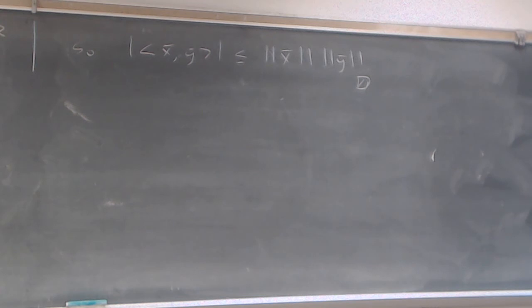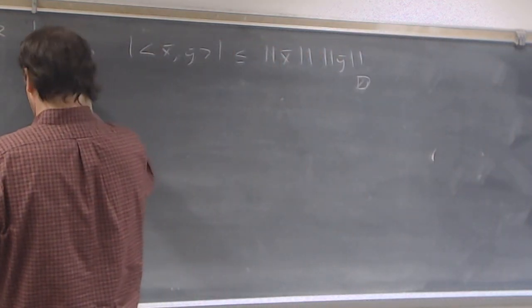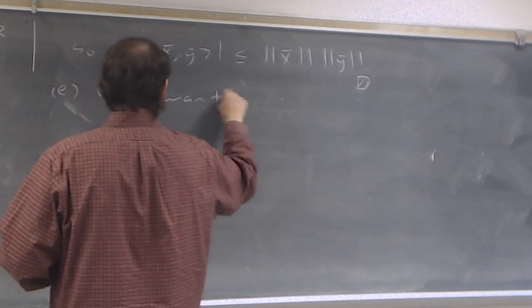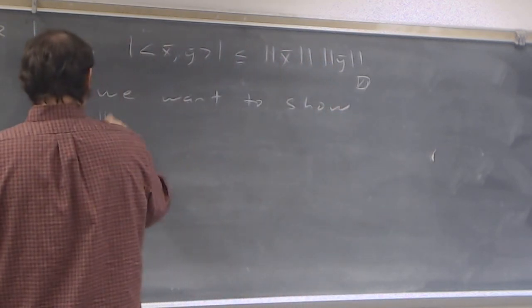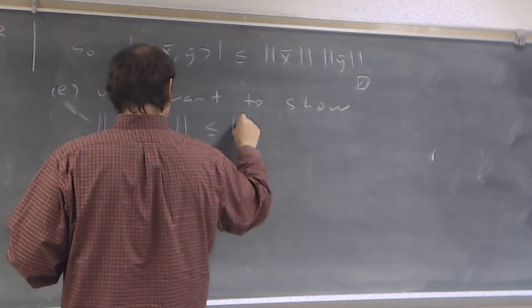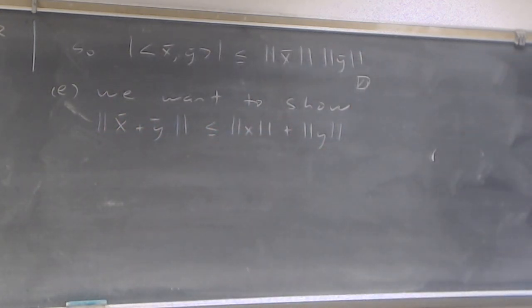Okay. The next thing that we want to show, this is part E, is that the norm of x plus y is going to be less than or equal to the norm of x plus the norm of y. So here's what we start off with.